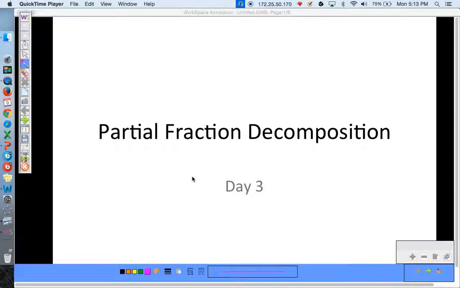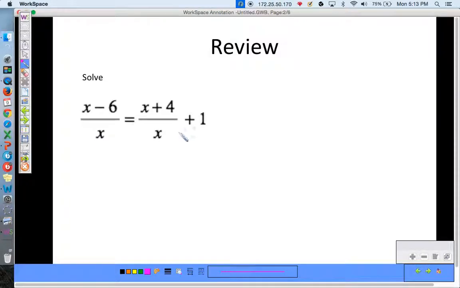We're going to take a look at partial fraction decomposition. So first, let's review from yesterday how to solve this. We get the variables out of our denominator, so x, and we distribute that. But you'll notice if we put an x next to all of these, x and x reduces to 1.